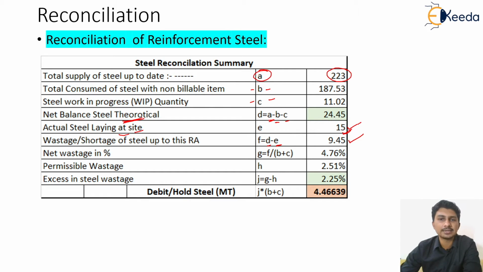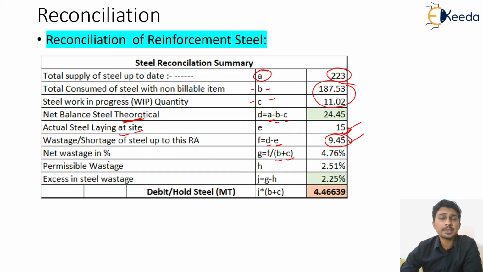I don't know where it is. So this is what I need to study for. Now, if I want to calculate the wastage in percentage, I have told you, you have to always compare with the consumed quantity. The wasted quantity divided by consumed quantity. So that is equal to, wasted quantity is 9.45 divided by consumed quantity, which is B plus C, that is 187.53 plus 11.02. Addition of these two to divide 9.45, you get 4.76%.